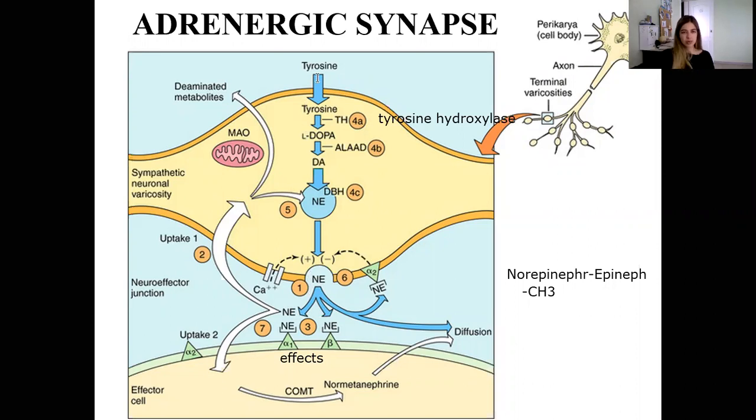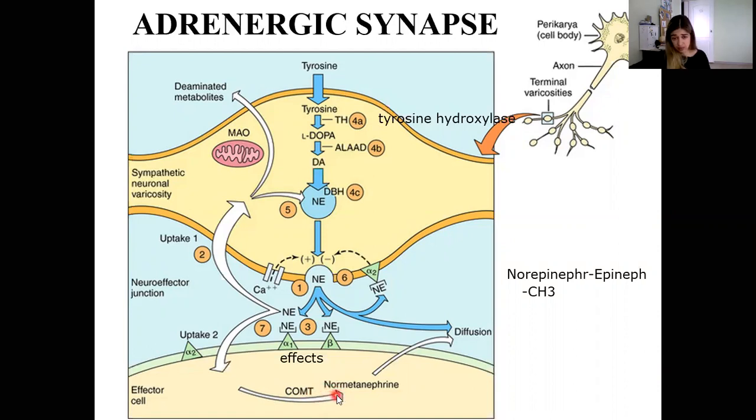What else can happen? When norepinephrine goes out from the cell, it can also undergo reuptake back into this neuron, or it can be taken up by the effector cells. If this process of uptake happens, then norepinephrine will be destroyed. For example, if it goes into the effector cell, there is a special enzyme, catechol-O-methyltransferase, which will destroy this norepinephrine.